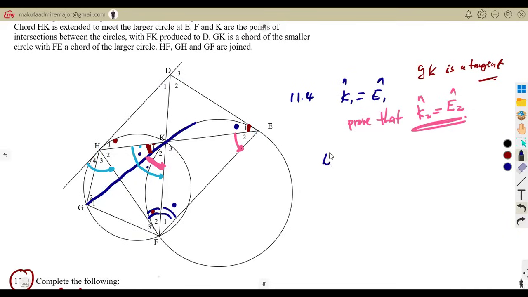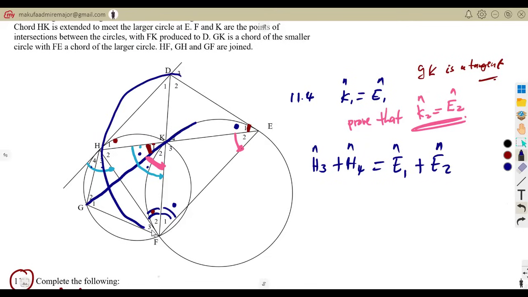So the whole of angle E1, let's take it from there, H3, H4, the whole of it. We add H3 and H4 together. It is going to be E1 and E2 combined together. Remember, we proved that there's a circle passing here like this.